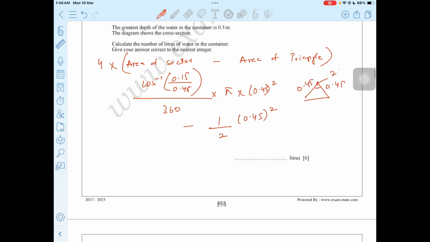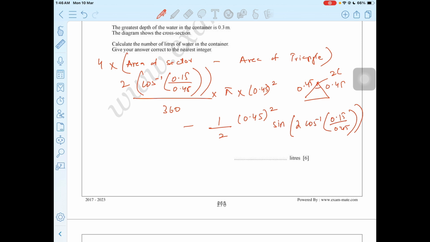And then this would be multiplied by 2, right? And here this again would be multiplied by 2, right? So this would be 2 and then sine 2 cos inverse 0.15 on 0.45, right? So you can solve this. Let's quickly calculate cos inverse of 0.15 upon 0.45 first.